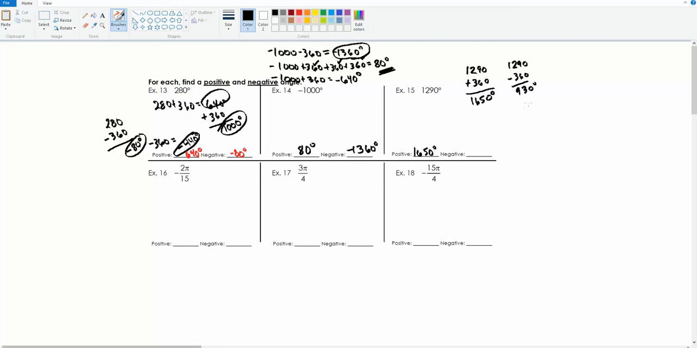But now if I want a negative one, you have to keep on subtracting 360. Let's see what that does. 930 minus 360 minus 360. It is still positive. So we need to subtract 360 again. And we get negative 150. All right, we now have a negative coterminal.